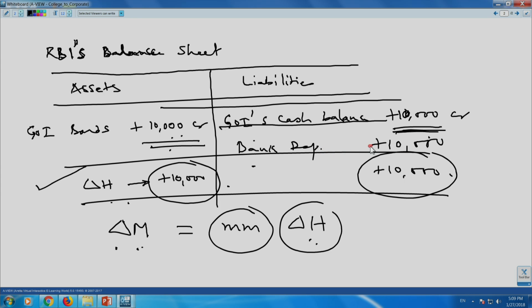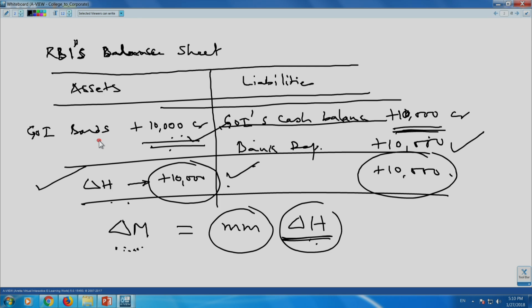So on the liability side there is an increase of 10,000 crores, and on the asset side there is an increase of 10,000 crores. The size of the RBI's balance sheet goes up by 10,000 crores, and hence there is a change in high powered money of 10,000 crores, which in turn leads to an increase in money in circulation. Increase in money in circulation will lead to a decrease in interest rates, whereas on the other hand, if the RBI sells government bonds, it is giving bonds and taking money.